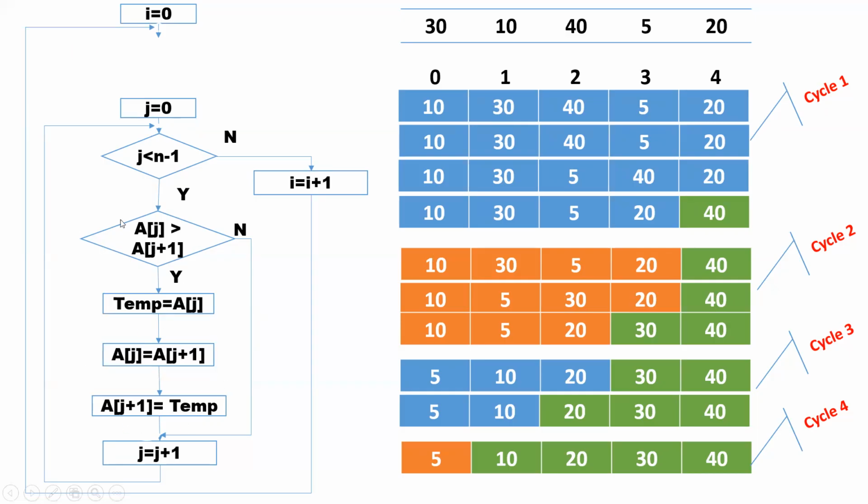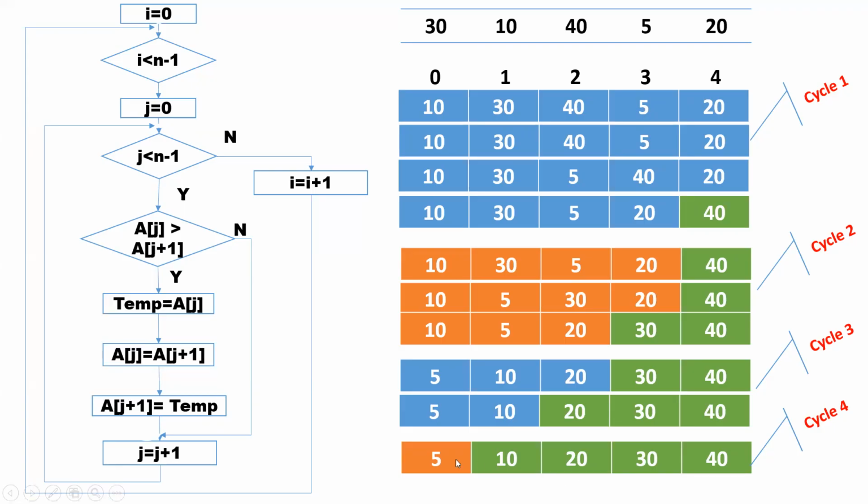So these operations are performed until j less than n minus 1. Once it becomes no, go to the third cycle. That means i equal to i plus 1. Again perform the same repeated operation. Once it becomes no, go to the fourth cycle like that. We need a termination condition here. The termination condition can be i less than... So here 5 elements are there, so we go up to 4 cycles. That means n minus 1.